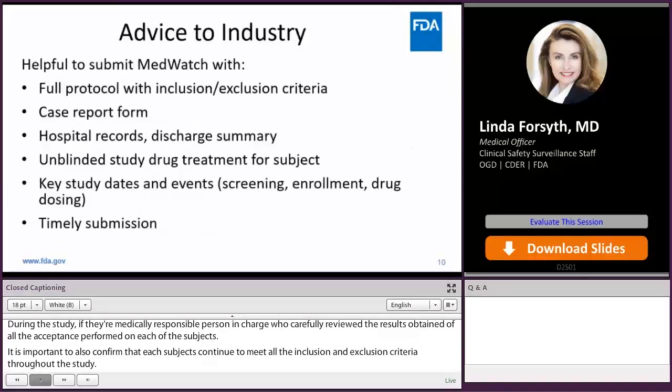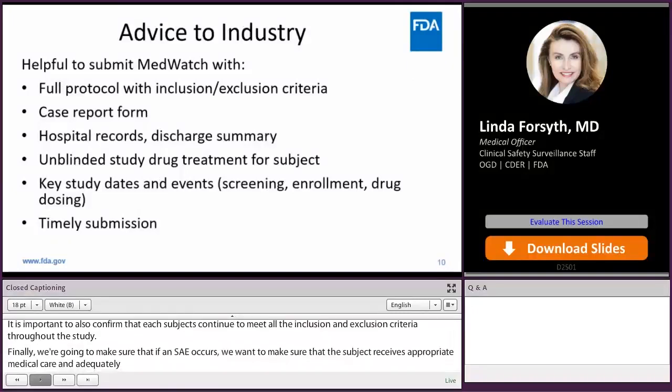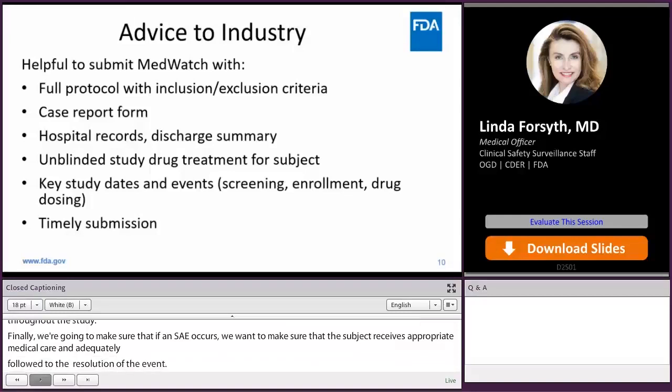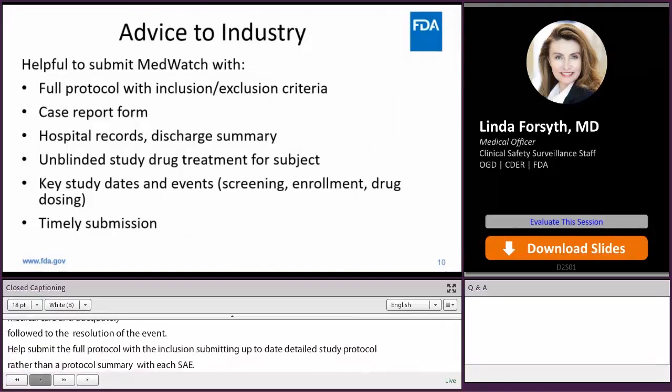So how do we submit better submissions? It is helpful to submit with your MedWatch form the full protocol with the inclusionary and exclusionary criteria. Submit an up-to-date detailed study protocol rather than a protocol summary with each pre-market SAE. The protocol is necessary to correctly interpret the reported SAE, and the full protocol is the most common information request.